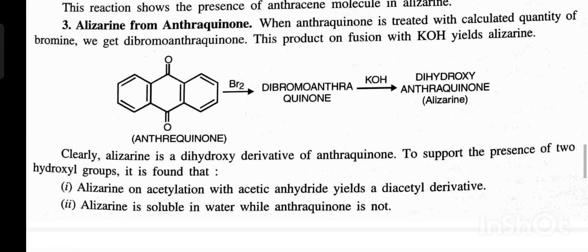Clearly, alizarin is a dihydroxy derivative of anthraquinone. To support the presence of two hydroxy groups, it is found that first, alizarin on acetylation with acetic anhydride yields a diacetyl derivative. Second, alizarin is soluble in water while anthracene is not.